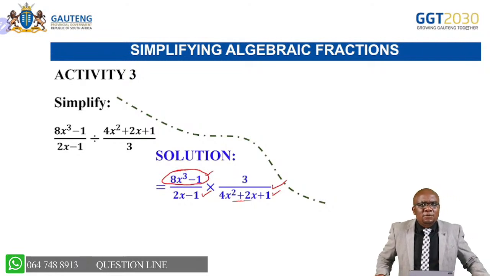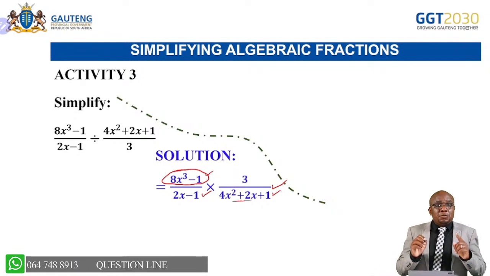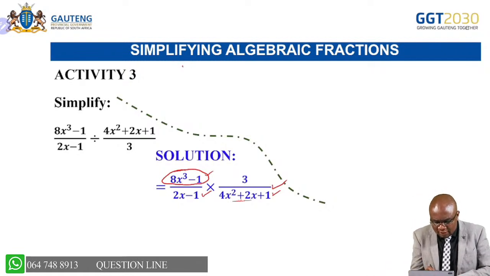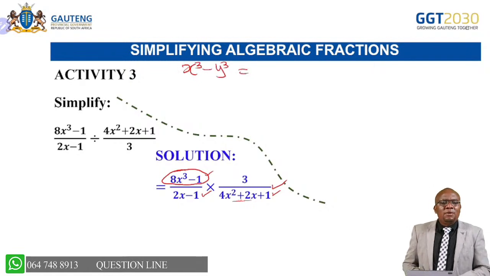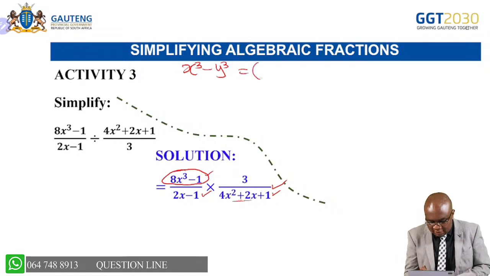What is that? Anyone who remembers? It's difference of 2 cubes. Do you remember that? We did that in the previous lesson. Let me remind you. x cubed minus y cubed is going to be, how do you create the first bracket? Cube root of x cubed is x.